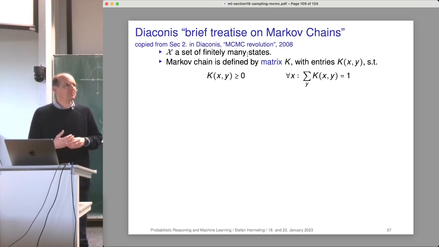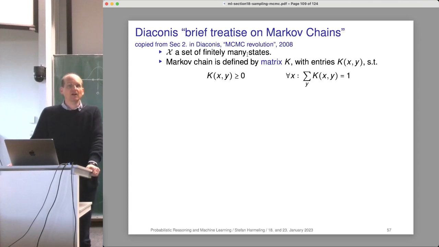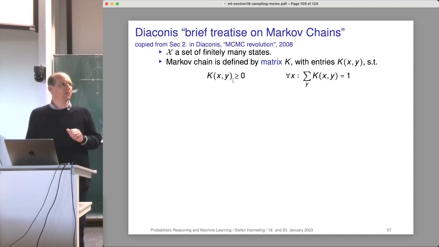If you have only finitely many values, we don't have a Markov kernel or a continuous probability distribution, but we just have a matrix. X is an alphabet with N letters, and the matrix K is an N by N matrix, telling us: given that I am in state X, what's the probability that my next letter will be a Y? And of course, that will also define a Markov chain.